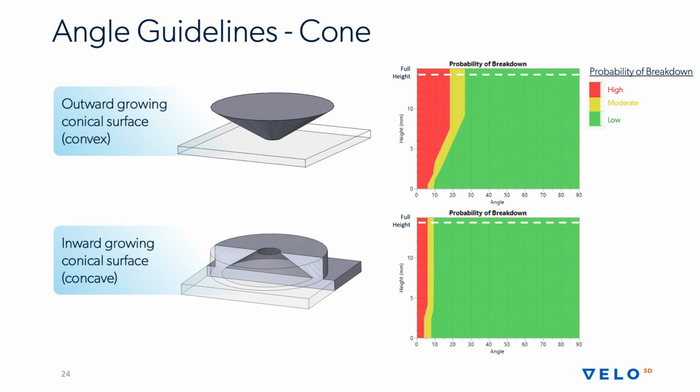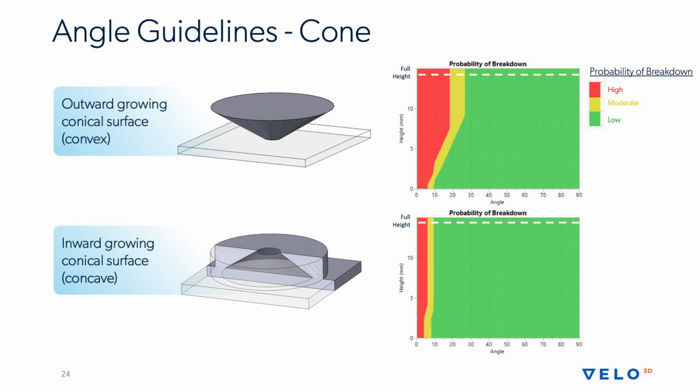Okay, getting into the next general example. I like to use cones as a simple analog for curved surfaces. And I usually speak about them in two classes. One is an outward growing conical surface, or a convex surface, for example on the top. And the other one is inward growing. And these two behave very differently. I'll get into some examples of where this really applies after the slide.